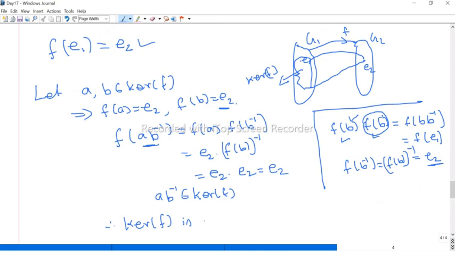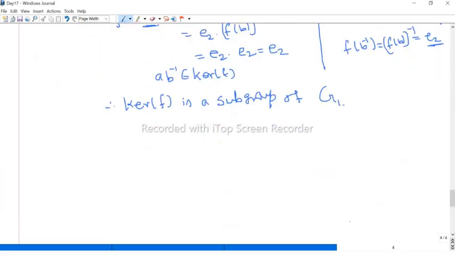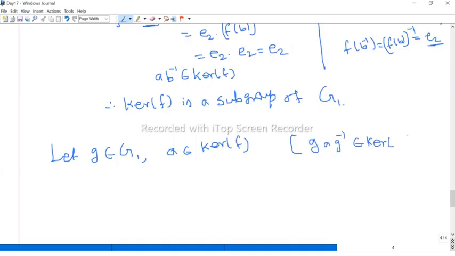The kernel of any homomorphism is a subgroup of the domain G1. Even more, we can say that this kernel is a normal subgroup. So how to prove the kernel is a normal subgroup? We take some arbitrary element g in the domain G1, and then take some element a in the kernel. What we have to prove is that g a g inverse belongs to the kernel of f.